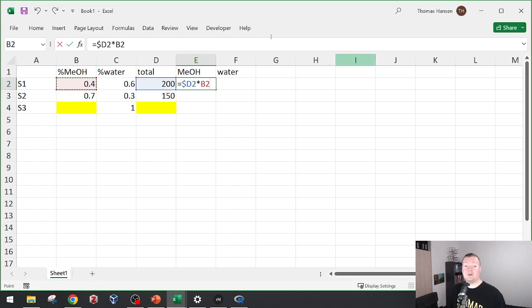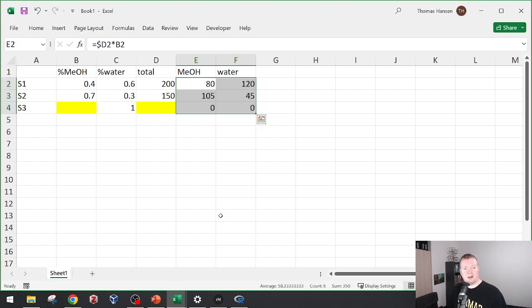You'll see that I put a lovely $ sign in front of the letter D. By doing that, I am able to copy and paste my equations to the right and down. It's now being calculated for all of these, even for the one that doesn't make sense right now.